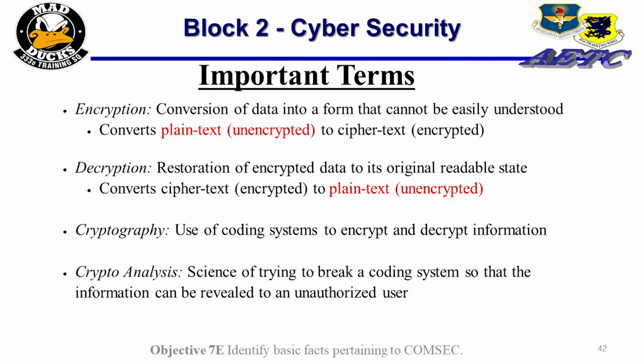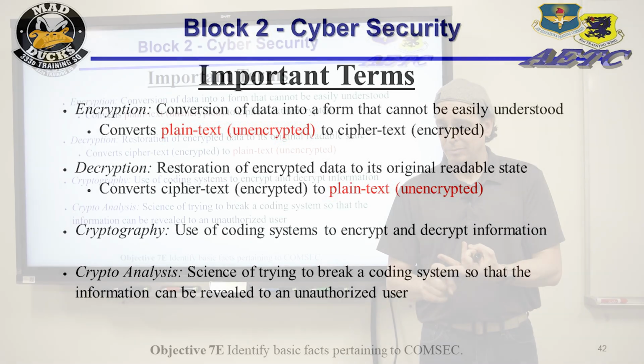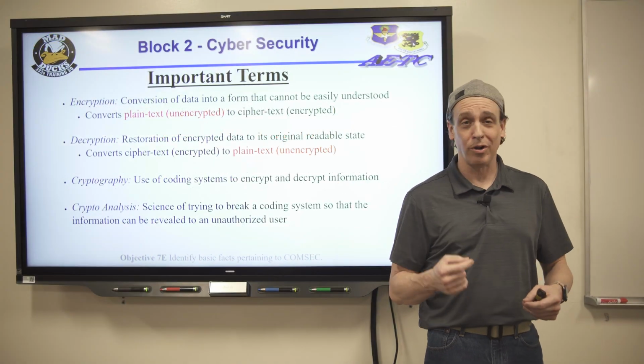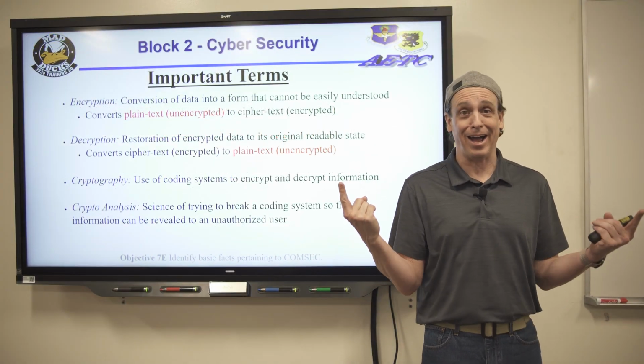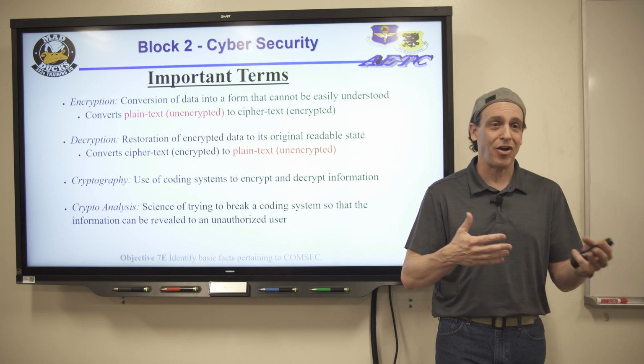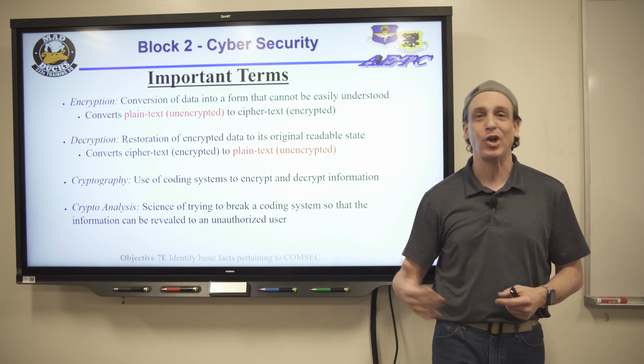Cryptanalysis is the science of trying to break a coding system so that the information can be revealed to an unauthorized user. Using that same scenario, if your teacher intercepts your note, she can look at it, and because she has a little bit higher education level and knows, okay, if it's a 3-letter word, it might be and, or the, or are. If it's a single letter, it's either an A or an I, and that begins the process of cryptanalysis, breaking that coding system.